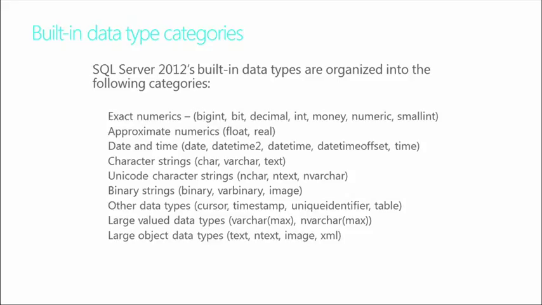We have binary strings, and some unique data types, other data types like a timestamp or a unique identifier. Some of these are actually managed by SQL Server. For instance, timestamp takes a system time and applies it to the record as you're adding it. And we have a couple other ones, large value data types and large object data types, which we will see for storing images or specifying the maximum amount that we want to allow in a particular field.